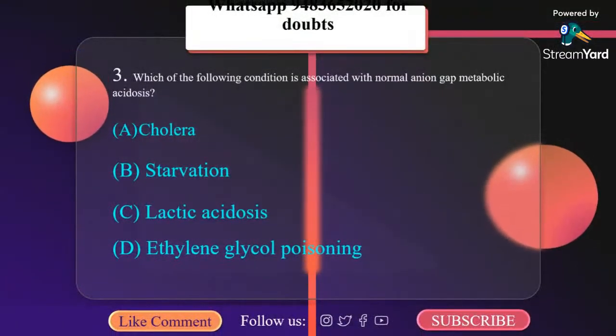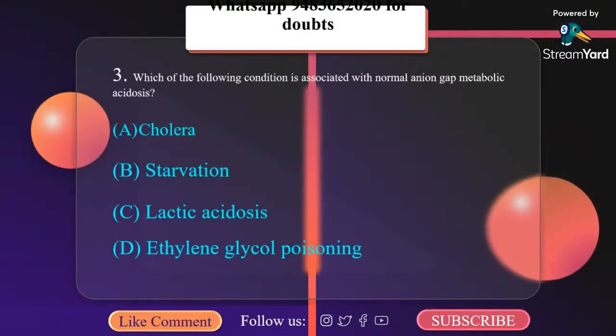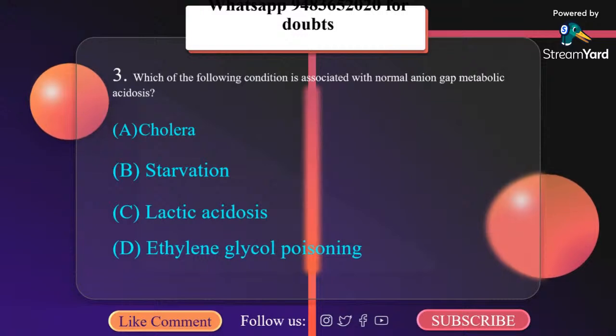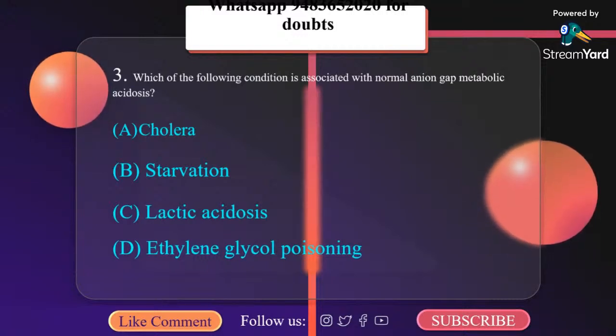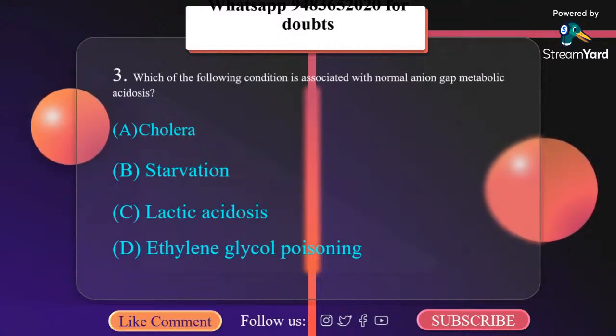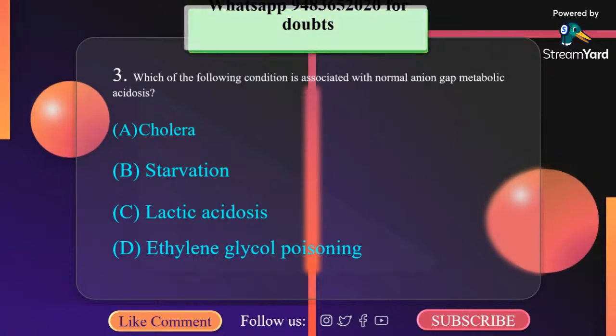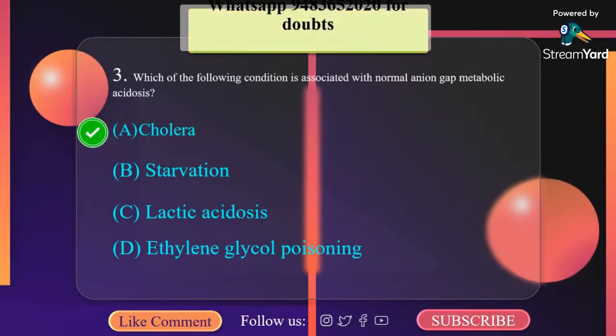Which of the following conditions is associated with normal anion gap metabolic acidosis? A. Cholera. B. Starvation. C. Lactic acidosis. D. Ethylene glycol poisoning. The correct option here is cholera.